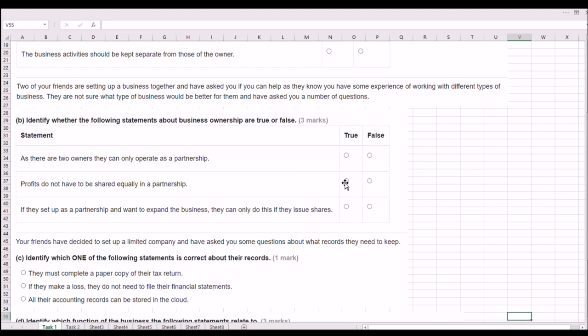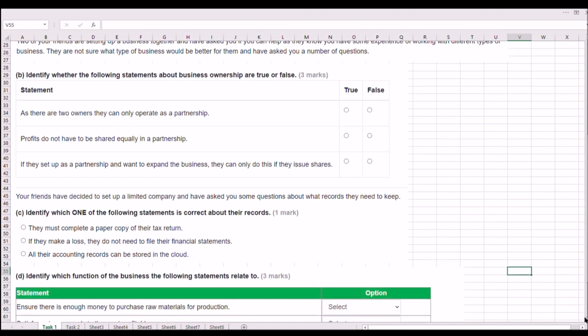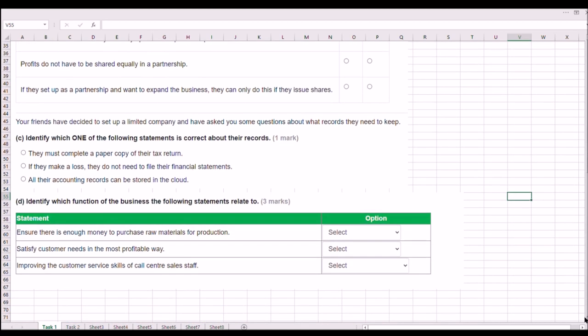If they set up a partnership and want to expand the business, they can only do this if they share. No, that's false as well. So that's a false one. We could take out a loan between ourselves. We could each put a house up for sale or sell a car and put something into that, or put it all on our credit cards.